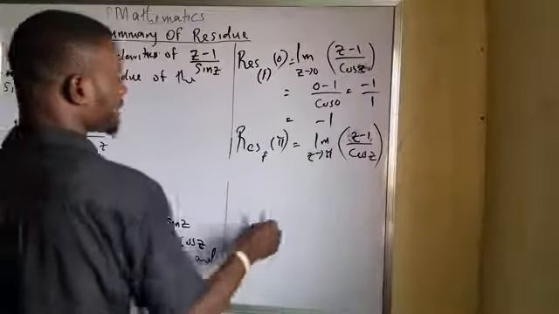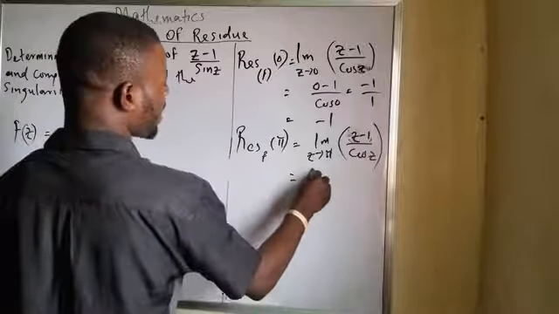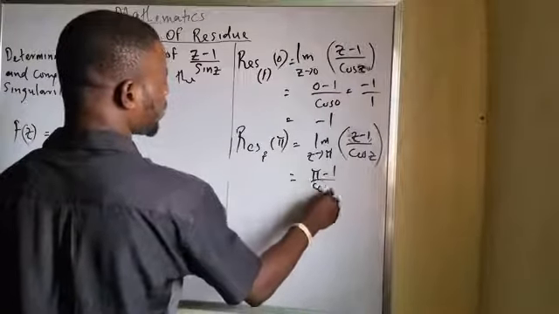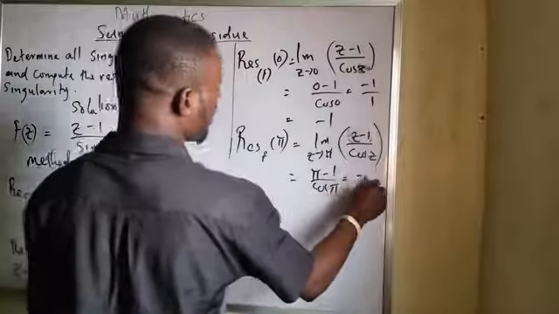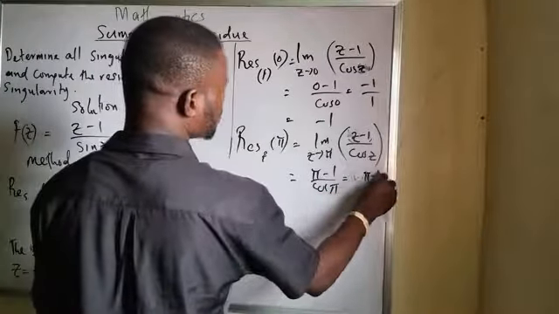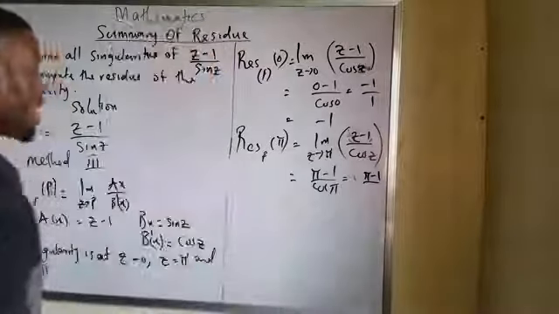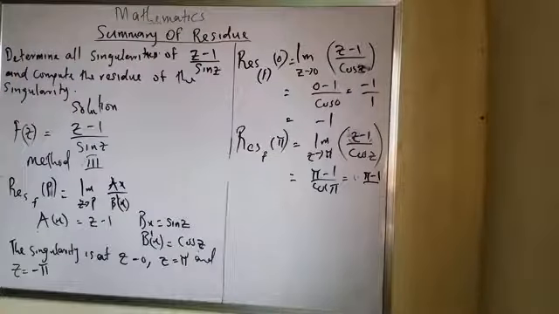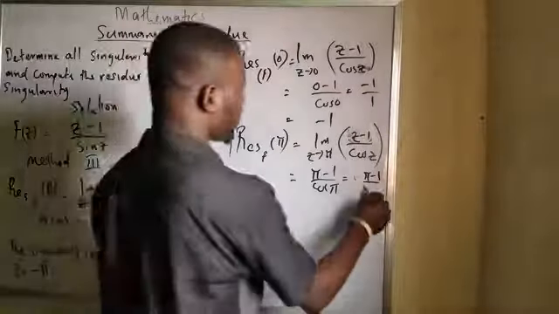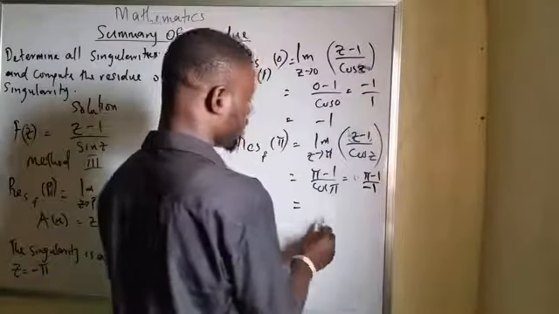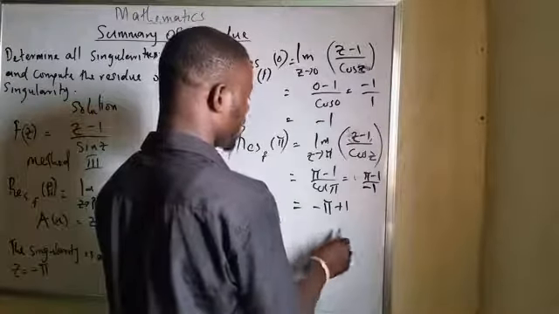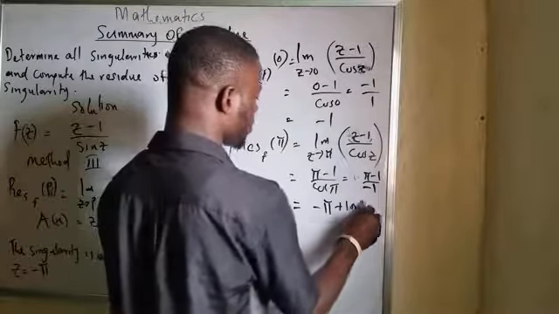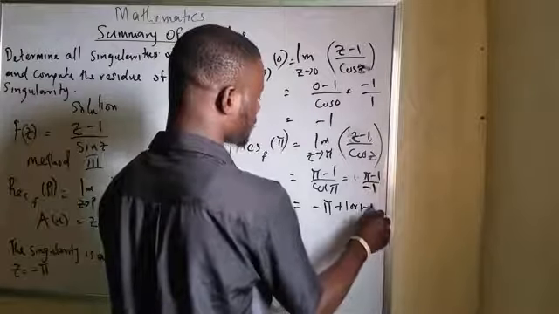Now I can move on by having (pi - 1) divided by cos pi. Cos pi, that is cos 180, is -1. Now we're having -1, so my answer will be minus pi plus 1, or we present it as the same thing, 1 minus pi.